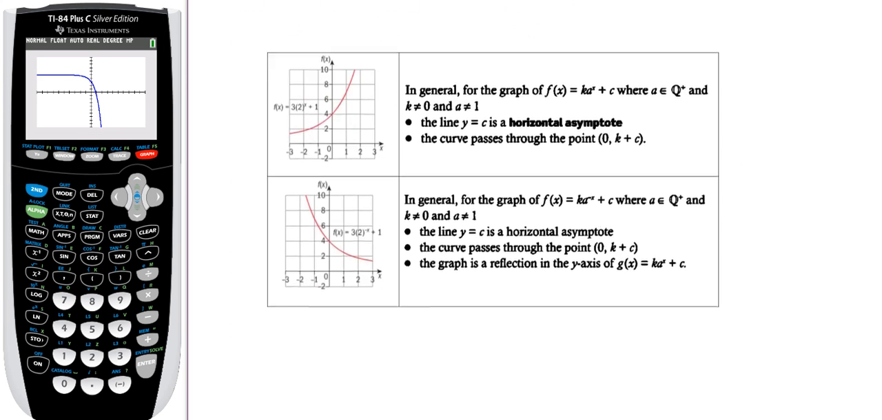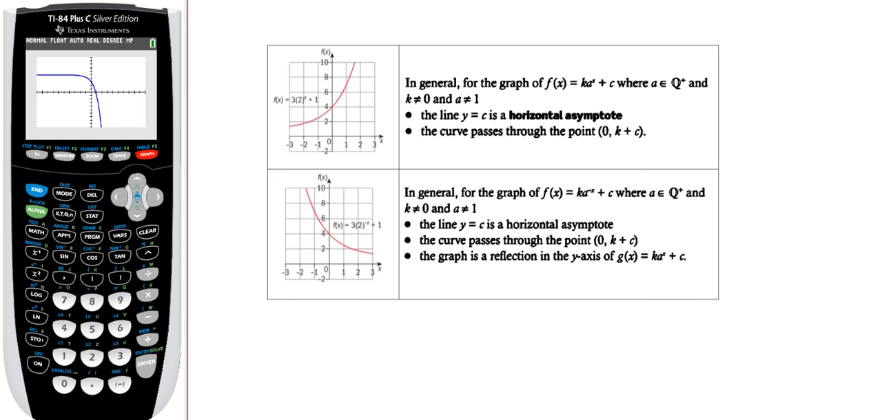So a summary we end up having is that when we have a graph of k times a to the x plus c, y equals c is the horizontal asymptote, and the y-intercept is (0, k plus c). So you can see that here when we have an asymptote around y equals 1, which is the c value, and our intercept is (0, 4), which is 3 plus 1.